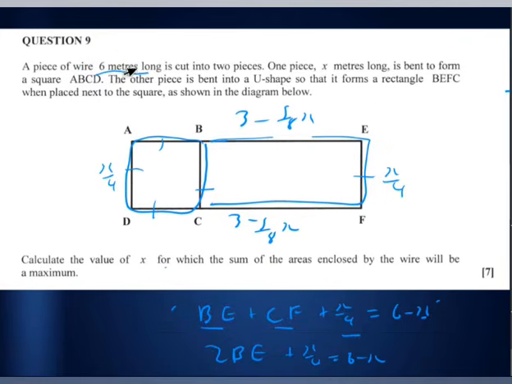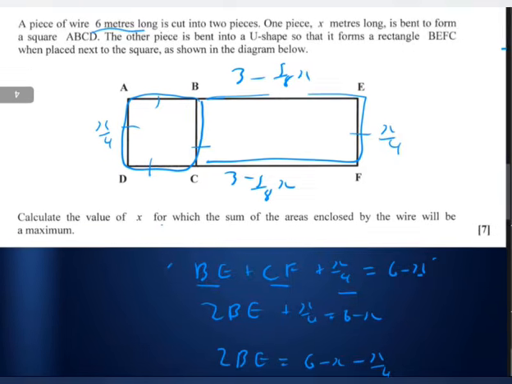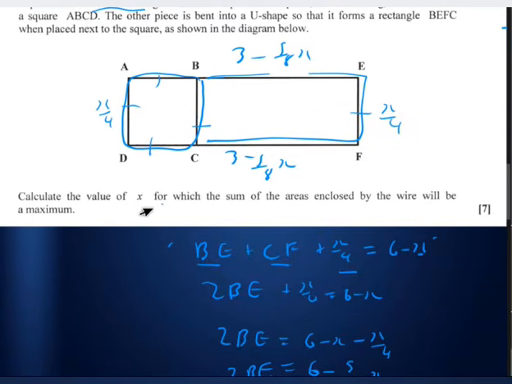Whenever they give you a length of a wire, we have the perimeter, right? So notice something. They want the area, right? They said calculate the value of x for which the sum of the areas enclosed by the wire will be maximum. So they're saying the sum of this area and this area. I don't know why they did this. I guess they were trying to confuse you. If they ask for the sum of this area and this area, they're actually indirectly asking you for the area of the whole shape. They could have just asked you for the area of the whole shape, right?